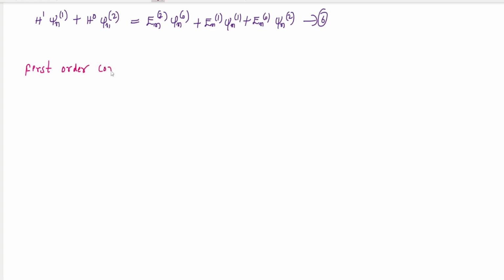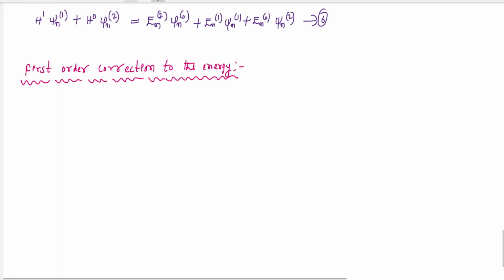First order correction to the energy. Once you know how to get this equation, then you can remember it easily. Without solving this equation, you can't remember it during the national exam. Keep on practicing this equation.